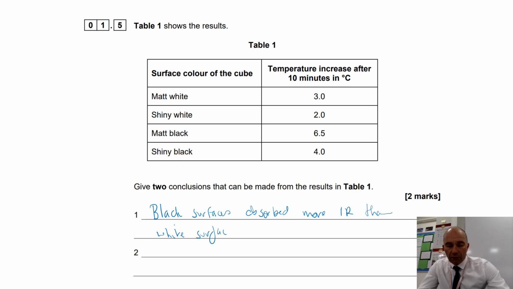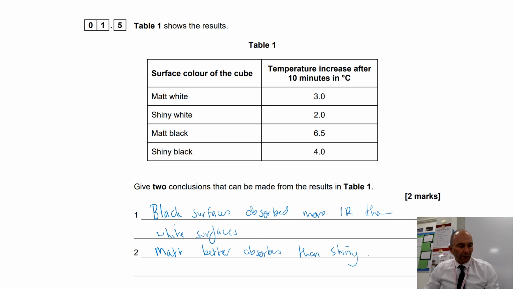surfaces. And then the other point I'd make is the fact that matte surfaces again are better absorbers than shiny surfaces. So matte are better absorbers than shiny. They're the best 2 answers to get both marks in this particular case. So use the information on the table. You're comparing black and white, shiny with matte. That's where your two marks come from, your 2 conclusions.